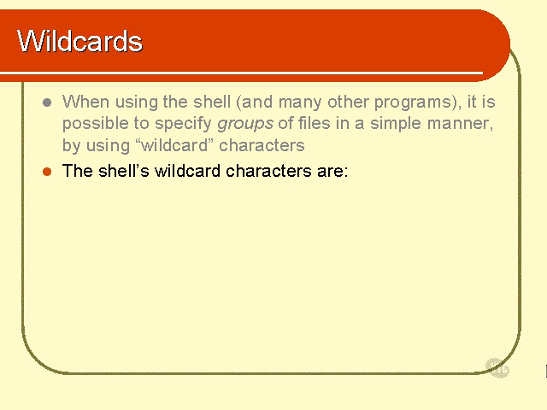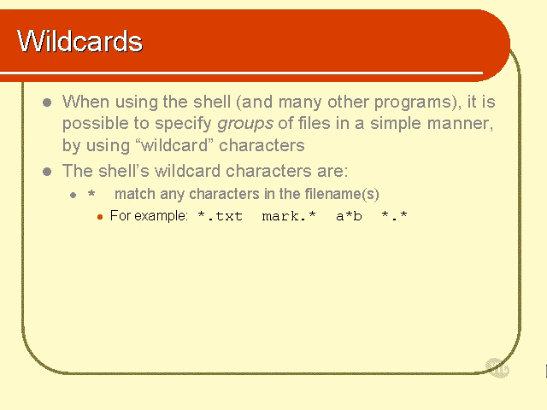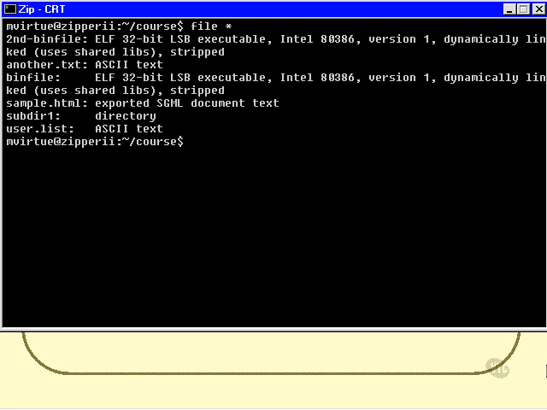And the wildcard characters that we have available are the following. The asterisk, which matches any characters or any collection of characters in a file name. Let me show you what I'm talking about. As an example, star.txt or mark.star or a star b. Let me show you examples of those in use.